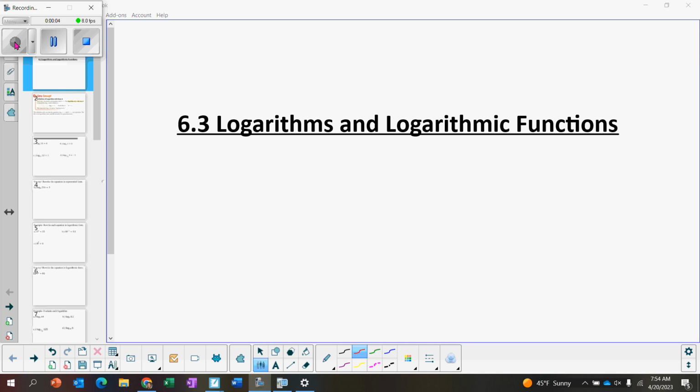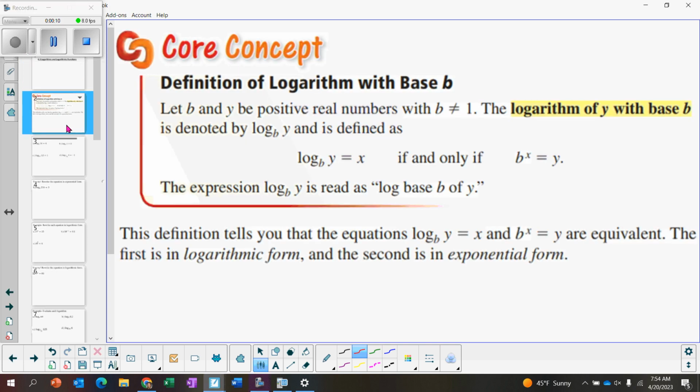This is lesson 6.3, logarithms and logarithmic functions. So the first thing is we're going to define the logarithm of y with base b as log, we put the little b down here, y. And it's true if b raised to the x equals y. So we can actually turn an exponential equation into a logarithm.